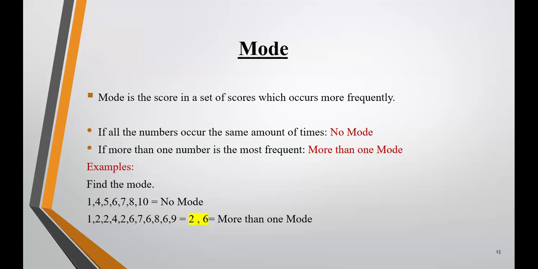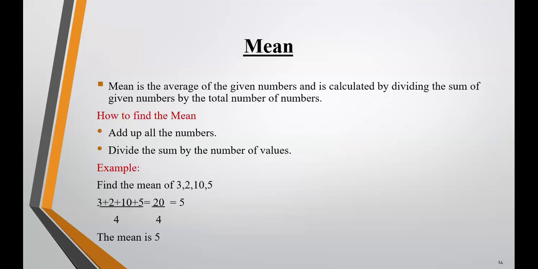So 2 and 6 both are mode here, so we call it a bimode. Mode is the best representative of data. Our next slide is to explain mean, which is more important as a measure of tendency of test marks.